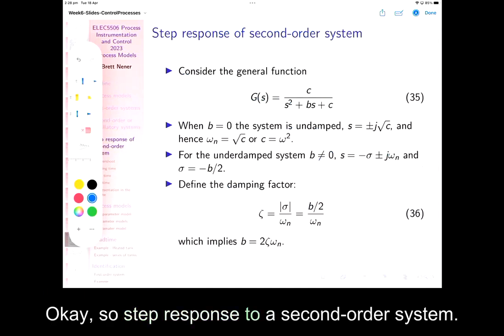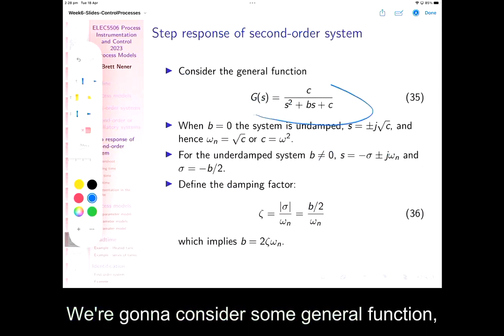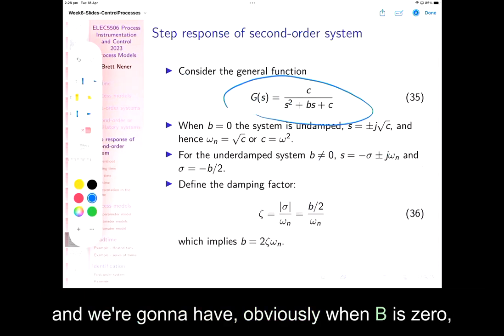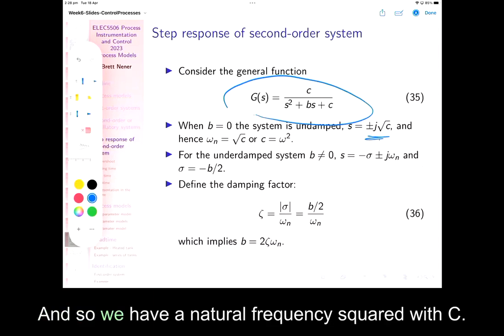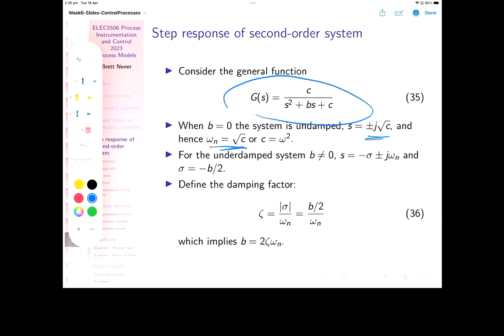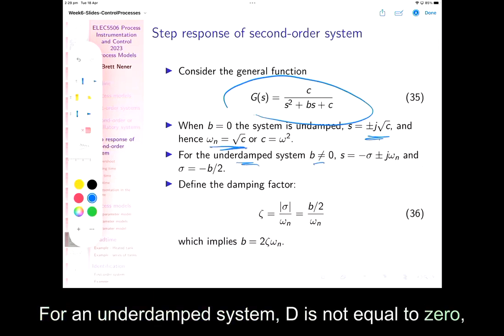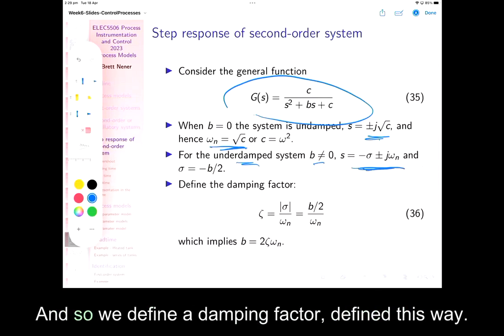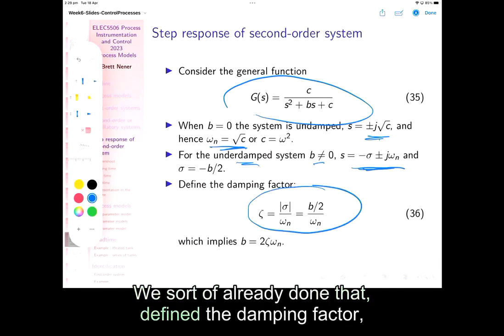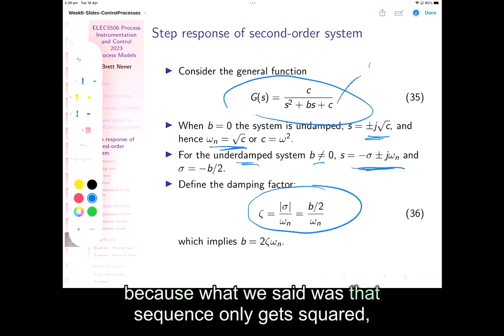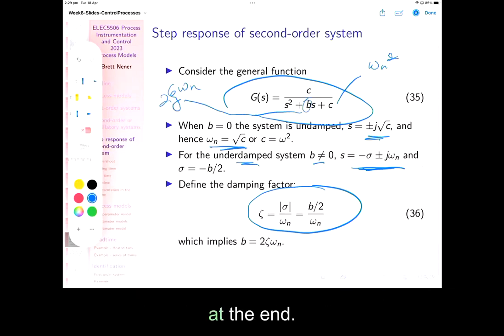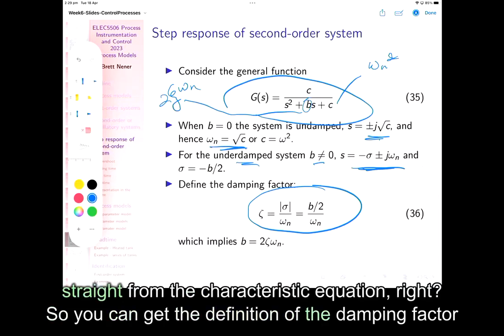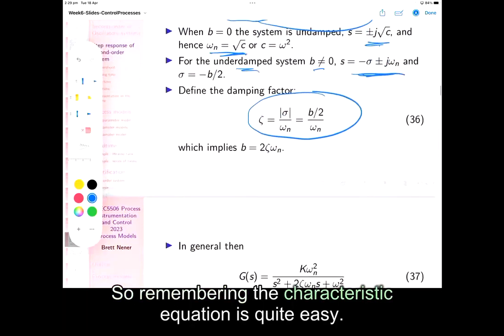Okay, so step response of a second-order system. We're going to consider some general function. When B is 0, it's undamped, and so the poles are purely imaginary, and we have our natural frequency, square root of C. For an underdamped system, B is not equal to 0, and so we have real and imaginary parts. And so we define a damping factor. We've sort of already done that, because what we said was that this is equal to omega n squared, and this term here is equal to 2 times the damping factor times omega n. So you can get the definition of the damping factor straight from the characteristic equation, right? So remembering the characteristic equation is quite useful.